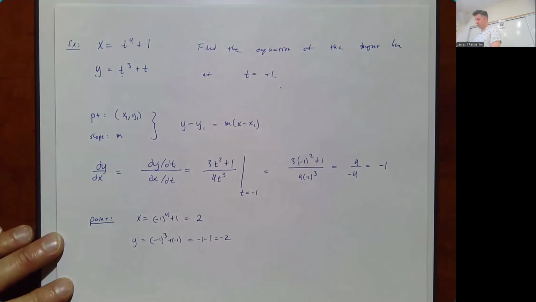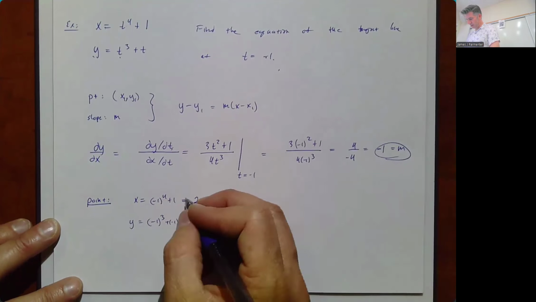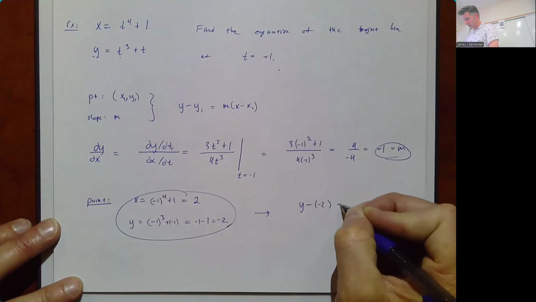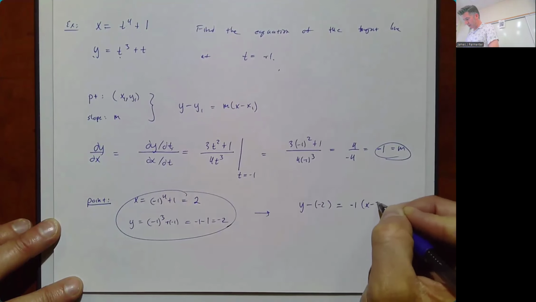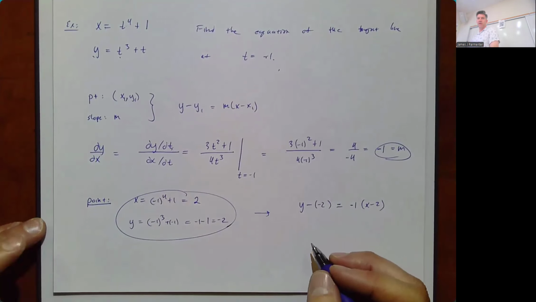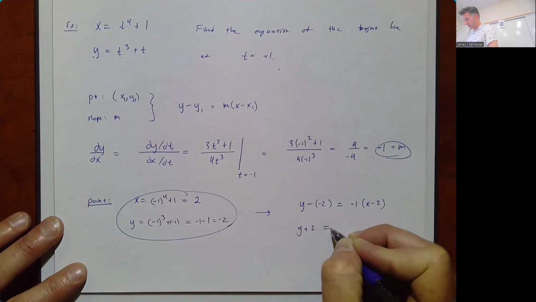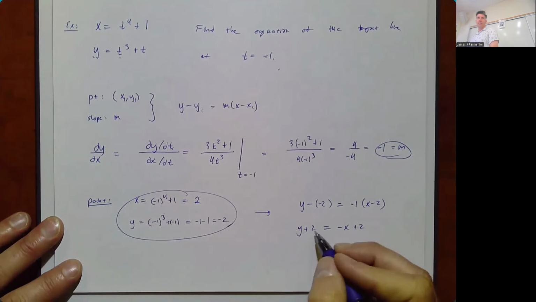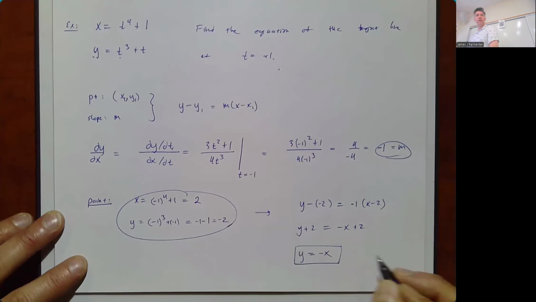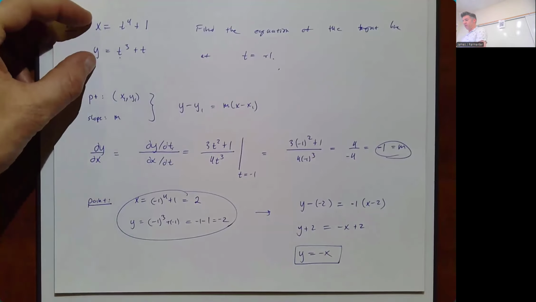So my equation using my slope and my point is going to be y minus -2 equal to -1 times x minus 2. You could leave it like this, but we often like to simplify it so it's like a y equals mx plus b form. So that would be y plus 2 equals -x plus 2. And here the 2's happen to cancel, and our equation is y equal to -x. So that's the equation of the line tangent to this curve when t equals -1.